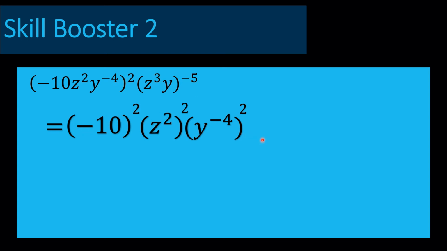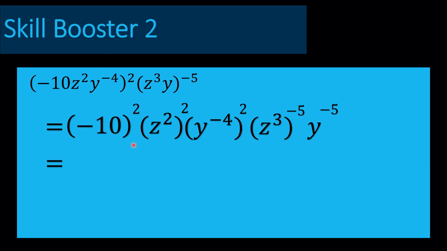On the second part, the same. We have product of factors z cubed and y being raised to the power of negative 5. So we raise each factor to negative 5. First factor is z cubed, so z cubed raised to the power of negative 5. And then we have y to the power of negative 5. And then simplify each power expression being raised to that power.